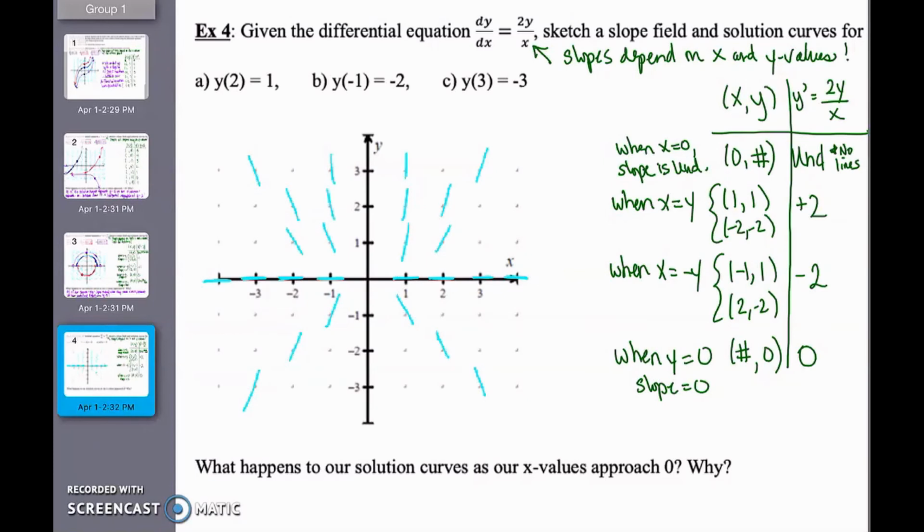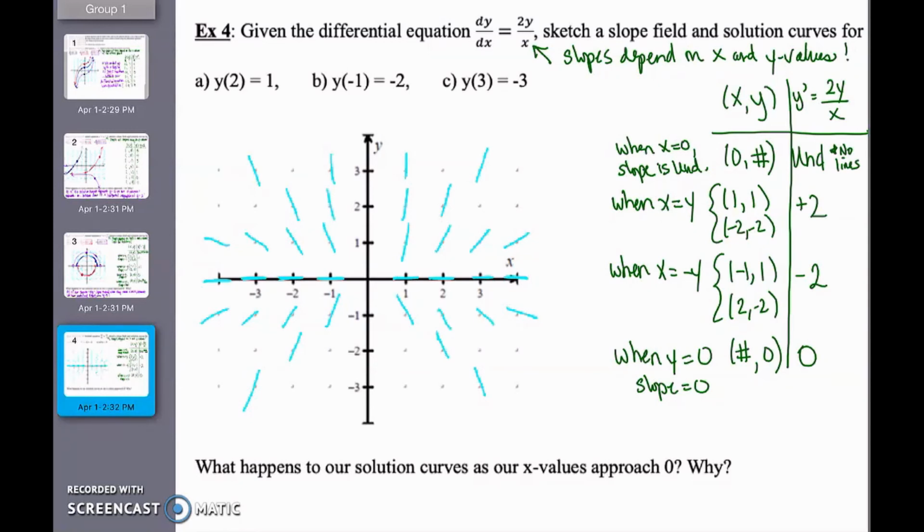When x is 3, y is 1, I get a slope of 2/3, so a little bit more shallow there. Okay, which makes sense because we're going down towards our horizontal slopes there. When x is 4, y is 1, I get a slope of 1/2, like so. Sorry, I should be sketching these slopes underneath there as well.